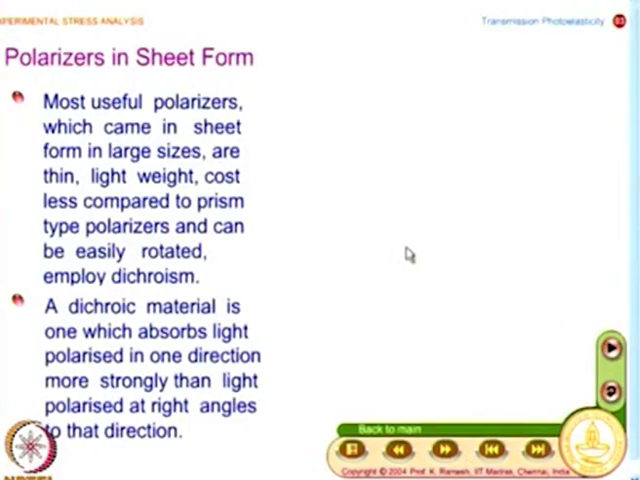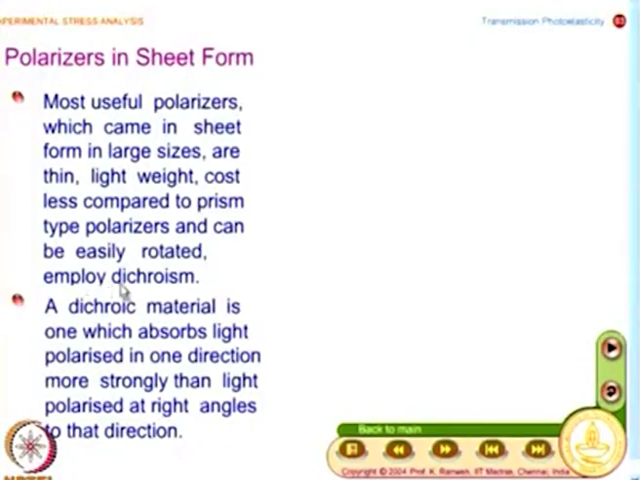And this is what you have to understand. Most useful polarizers which came in sheet form in large sizes are thin, lightweight, they cost less compared to prism type polarizers and can be easily rotated. Disadvantage, because when I want to analyze light, I want to rotate the polarizer. If I have a crystal, I need to have some kind of holding arrangement and it becomes difficult. And they all have the characteristic called dichroism.